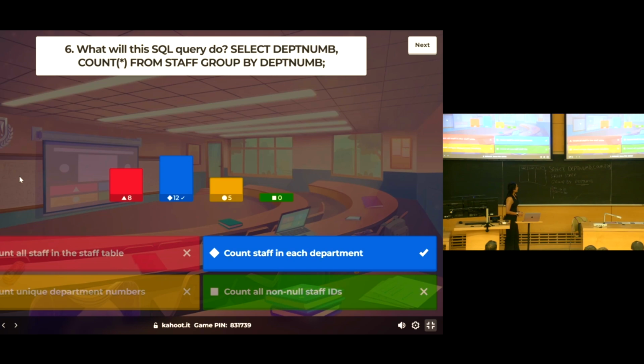Count unique department numbers. Why is this not correct? Because we are selecting from the staff table, right? So the staff table is the employee table. So count star from the staff table gives you the number of staff, right? Not the number of departments. Count all non-null staff titles, not null or non-null, okay?